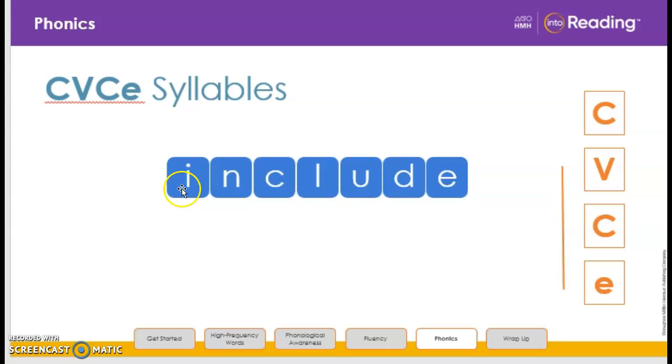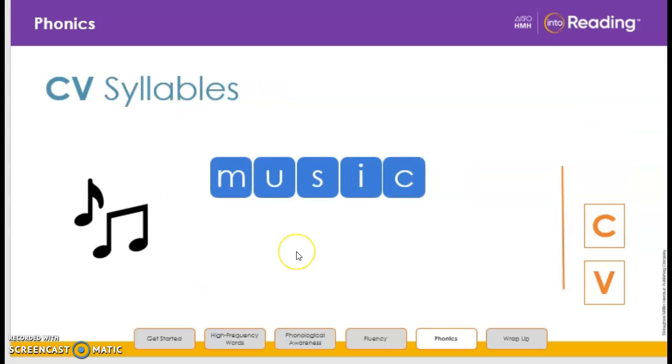So we have include. Our L's are consonant, vowel, consonant, E. Consonant, vowel, consonant, E. Include, include. Let's do one more. This is a fun word.